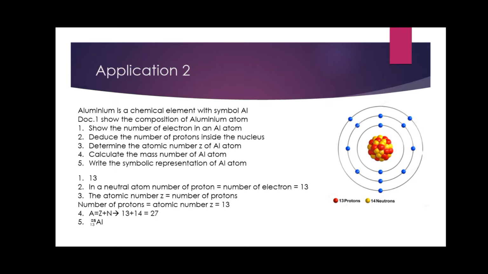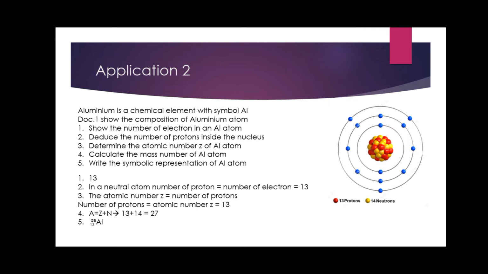Now the fourth question, calculate the mass number of Al atom. Now we will use the rule that is A equals Z plus N. So Z is 13, N is 14. 14 we get it from here, so it's equal to 27.